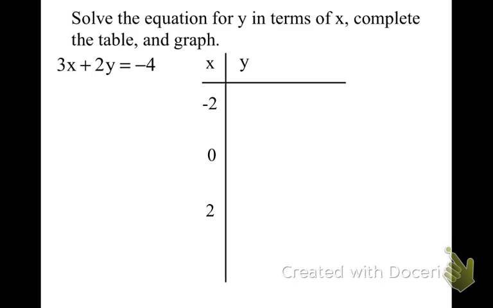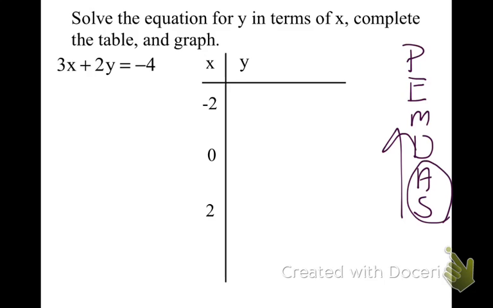So don't forget, we are still doing PEMDAS backwards. And what we're going to do first is addition and subtraction. Remember, my goal is to get this y by itself, so I need to undo addition and subtraction. Technically this is a positive 3x, so I'm undoing the adding of 3x. How do I undo the adding? By subtracting. So I subtract 3x on both sides.